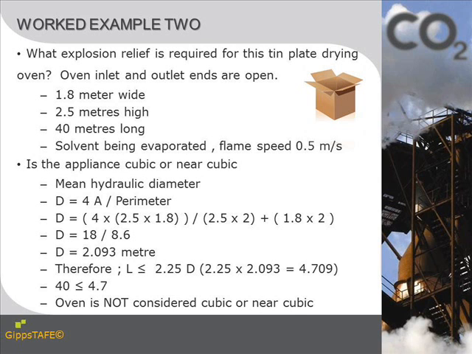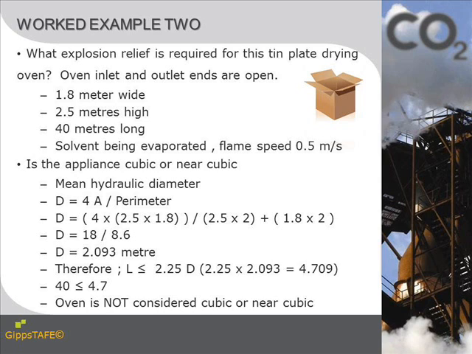For the second worked example, we are going to have a look at what explosion relief is required for a tin plate drying oven, and the oven has open ends. The size is 1.8 meters wide, 2.5 meters high and 40 meters long. The solvent being evaporated has a flame speed of 0.5 meters per second.